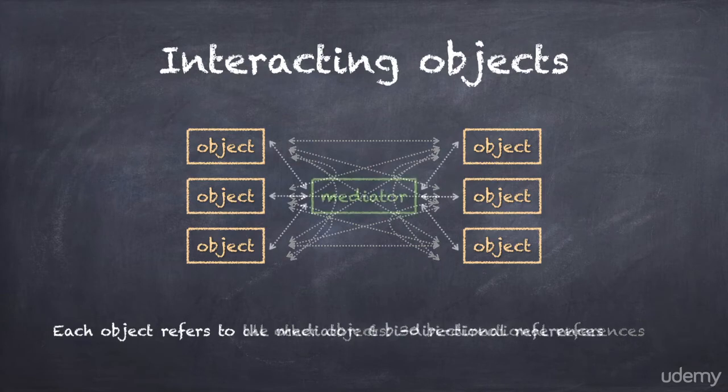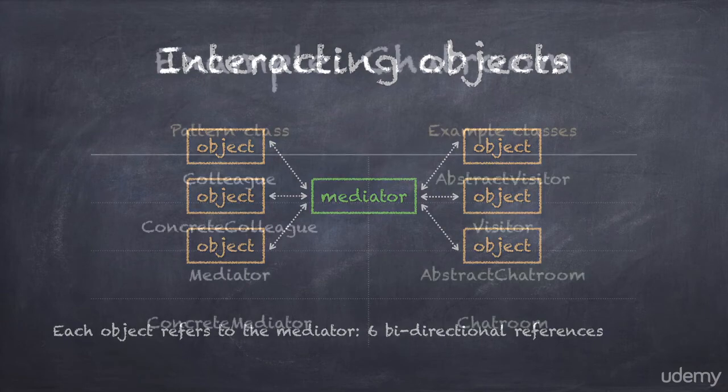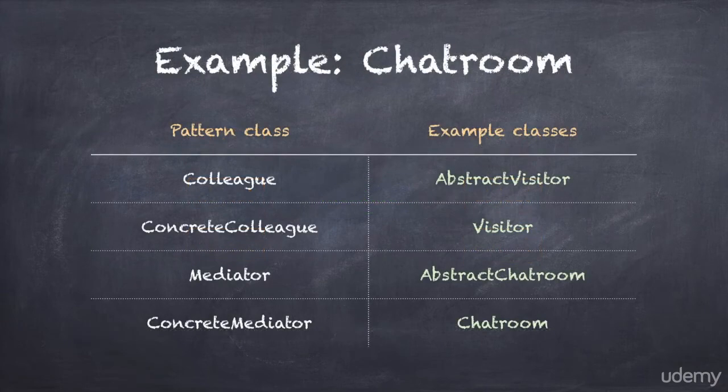Now look at the mediator pattern. All visitors simply hold a single reference to a mediator object. The mediator is responsible for keeping all object references up to date. This simplifies the code enormously. I will implement the pattern with the following classes.